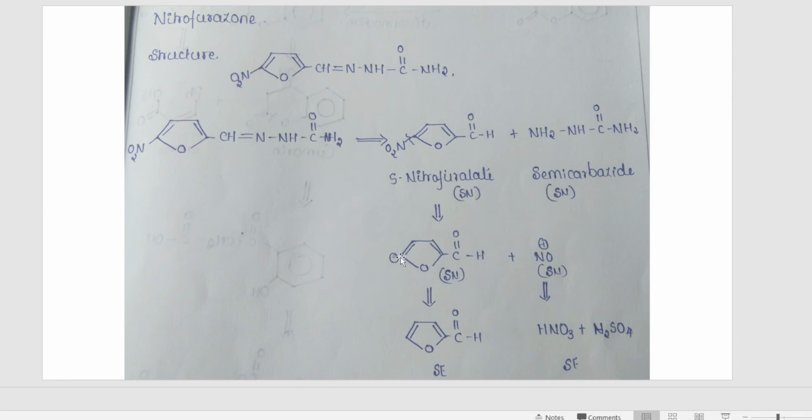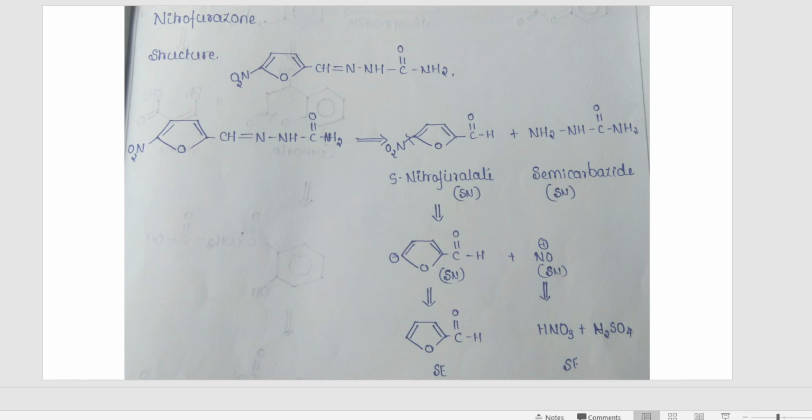And in order to remove this minus charge here, in order to convert it into a synthetic equivalent, you're adding one hydrogen there. So this is called furfural. And for NO plus, what is the synthetic equivalent? From where can you get NO plus, students? You can get it from HNO3 and H2SO4. So the synthetic equivalent for NO plus is HNO3 and H2SO4.